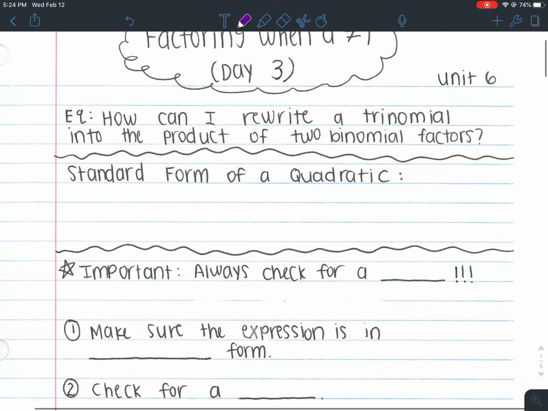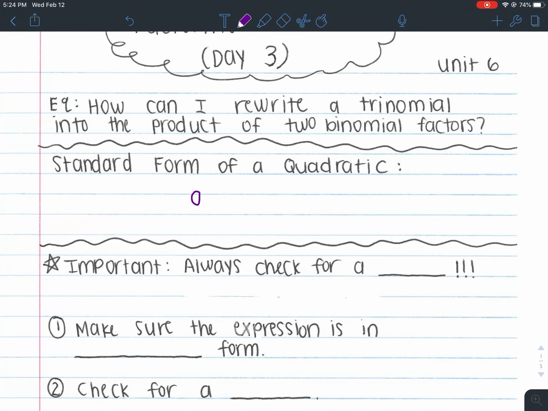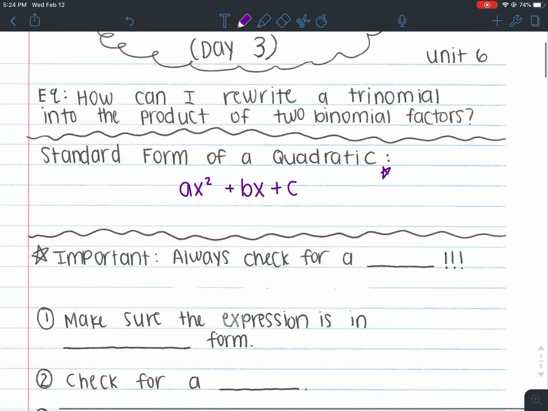What's the standard form of a quadratic? So the standard form of a quadratic, as we hopefully can recall, is ax squared plus bx plus c. Now this is standard form because you always want to start with the highest exponent and go to the lowest exponent. If it's not in standard form, we're going to identify our a, b, and c all wrong. So just a reminder that a, b, and c are numbers.